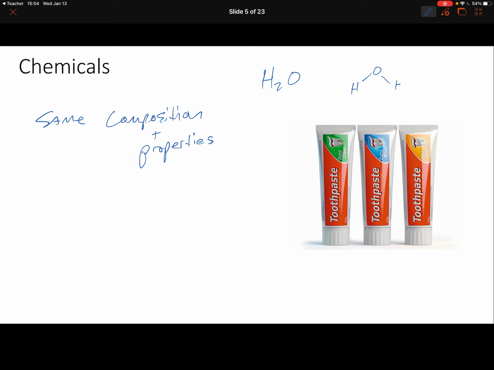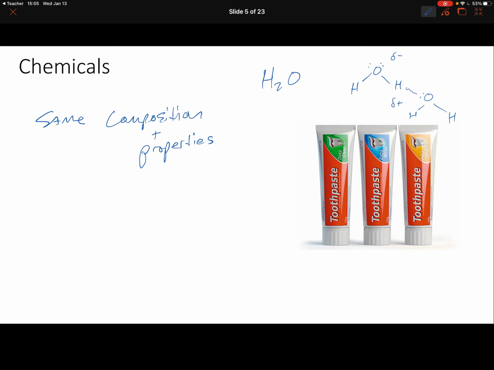It's going to have this structure. It's going to have lone pair electrons. It's going to have a dipole that's negative on one side and positive on the other. It's going to hydrogen bond with neighboring water molecules. All of those things, the properties and the structure, are going to be true everywhere we find water.